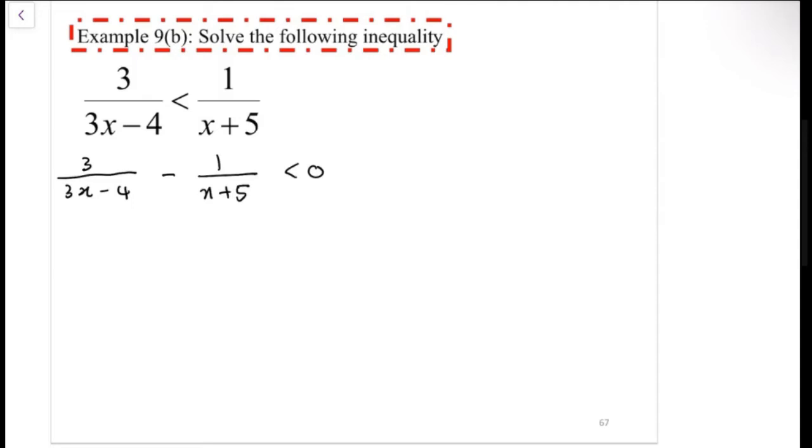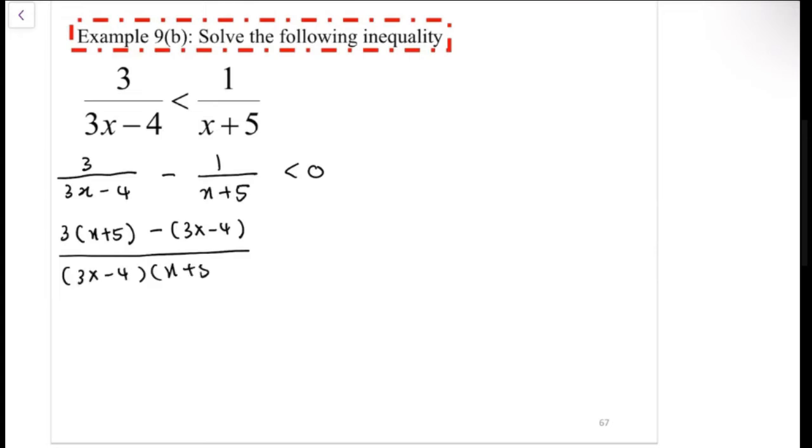And then moving on, make sure it must be one fraction with linear factors. Okay, so we may equate the denominators. So 3 times x plus 5 minus 3x minus 4 divided by 3x minus 4 times x plus 5 less than 0. Simplify our numerator part. We may get now 19 divided by 3x minus 4 times x plus 5 less than 0. Okay, so we already satisfied the condition.